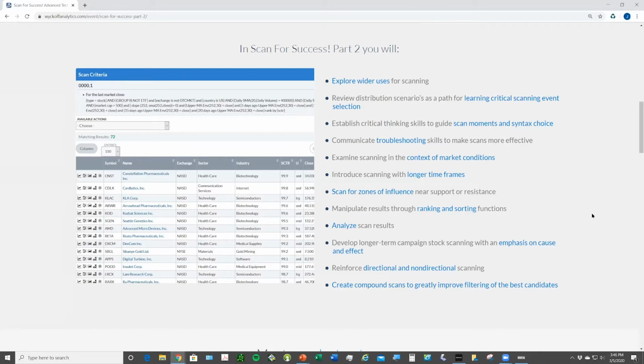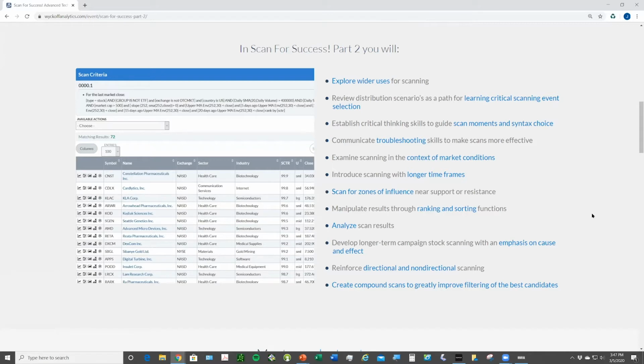We'll introduce longer time frame scanning, so those campaigners out there that like the big cause and the big result, we're going to show you how to find those candidates. And with any luck, we're going to get Professor Bruce's thoughts along with Professor Roman's on that particular issue. We're going to introduce the concept of zones of influence, areas where price interacts with support or resistance, and how do we scan in that uncertain area and yet be effective to find what we're looking for.